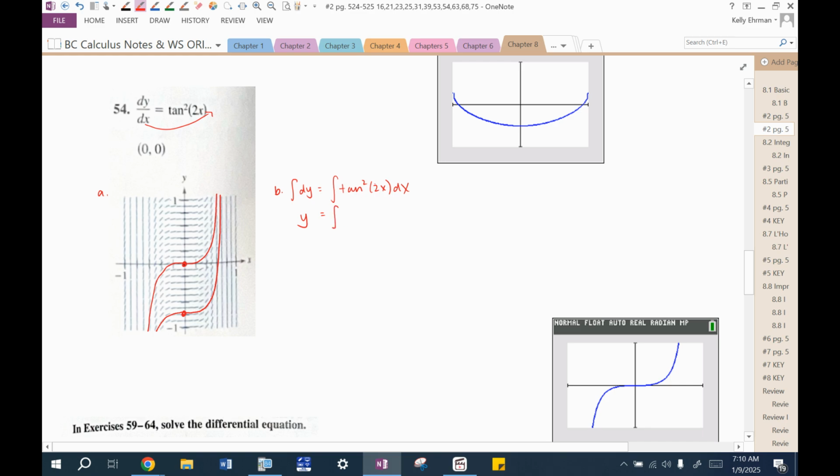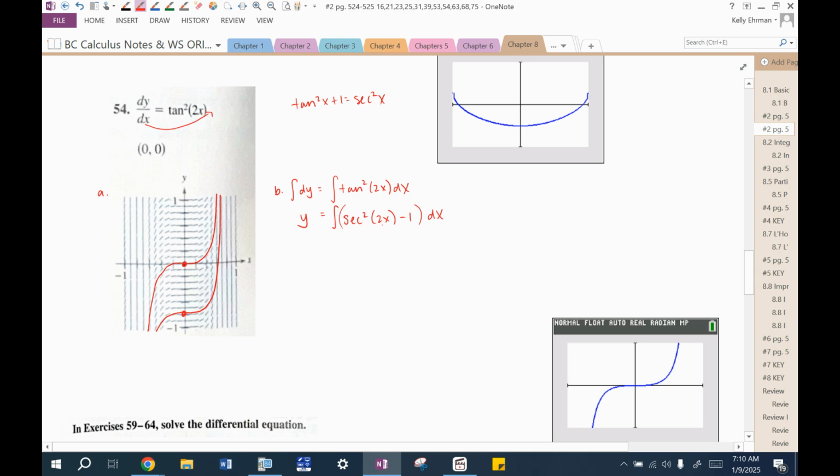So what is tangent squared equal to? Let's see, tangent squared plus 1 is equal to secant squared. That's a Pythagorean identity that you have to know. So it's equal to secant squared of 2x minus 1 dx. And this is something I can integrate because secant squared is the derivative of tangent, and I can integrate 1.